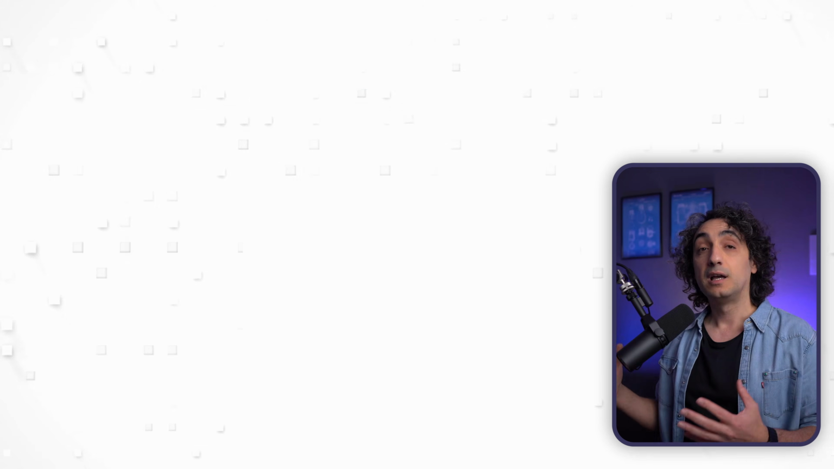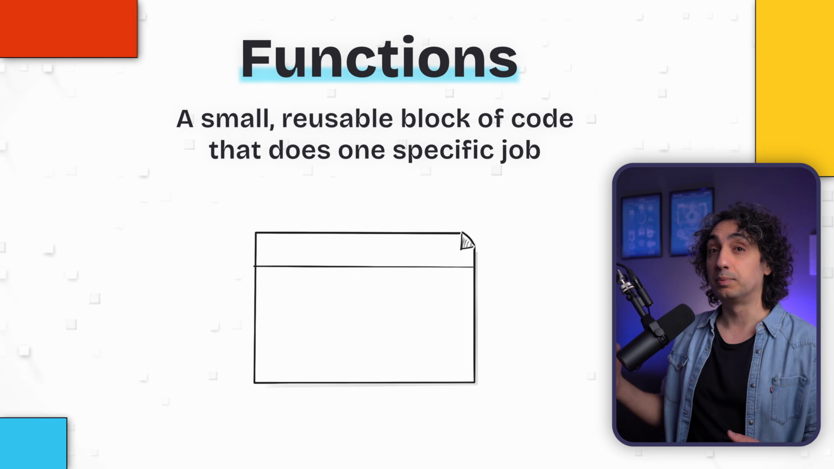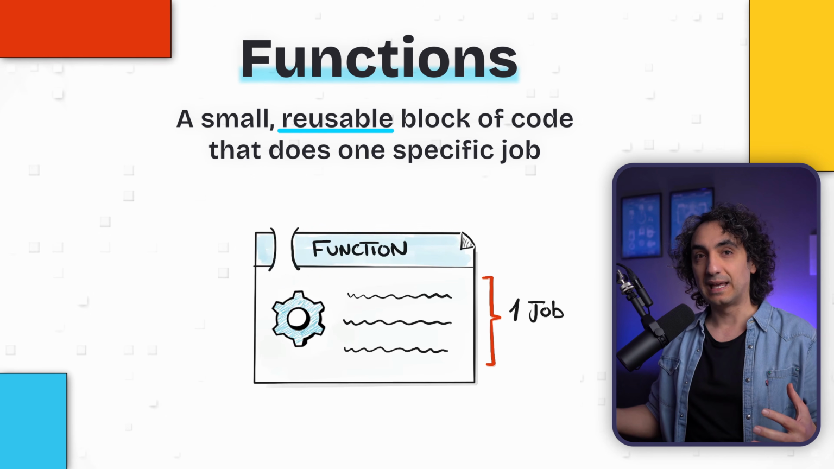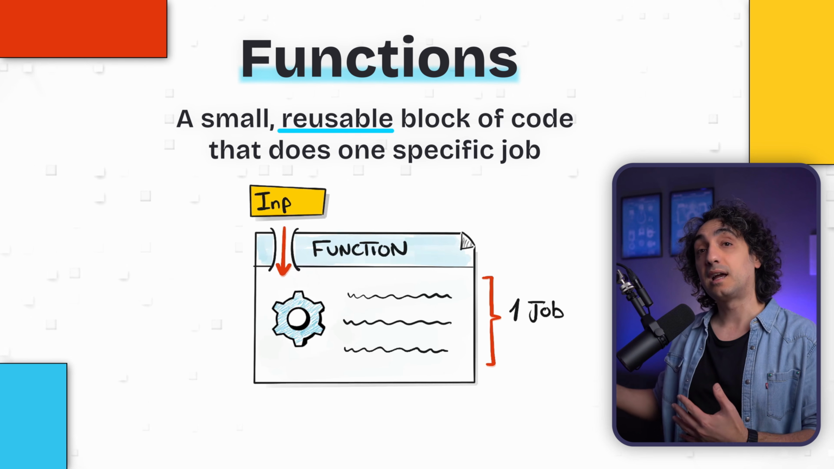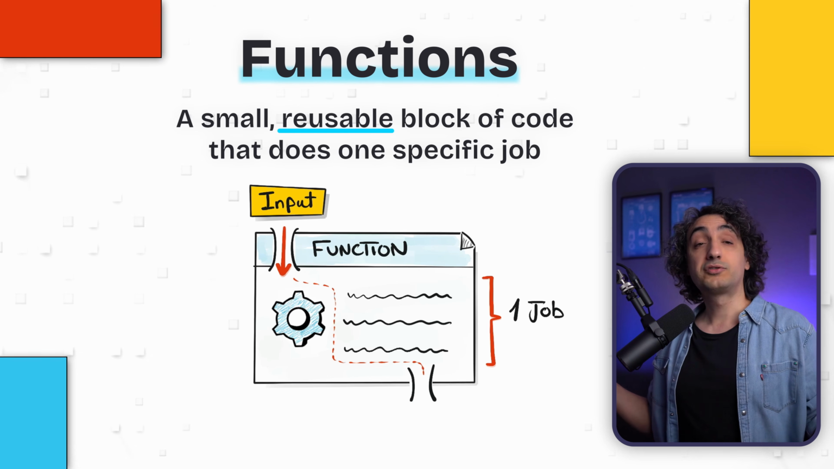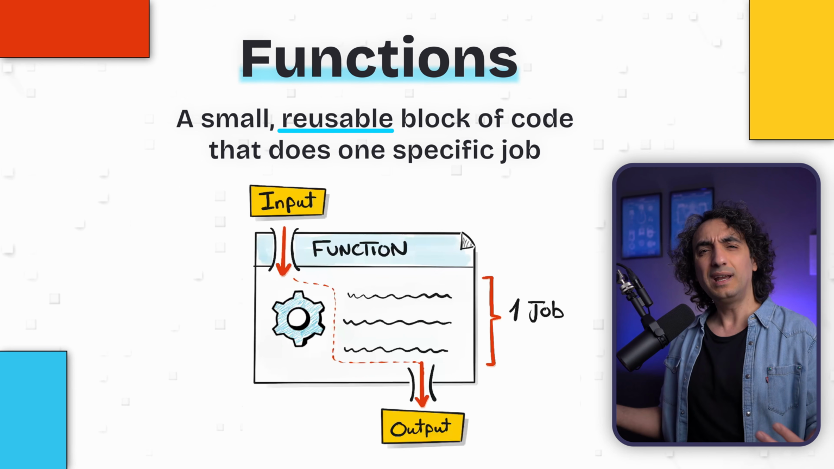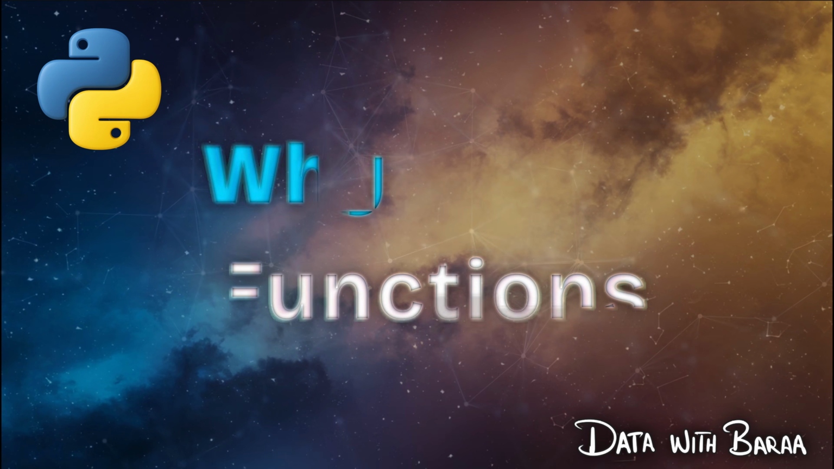What is a function? A function is a small reusable block of code that does one specific job. It's like a machine that can take an input and it can return something back. So actually that's it. It's very simple, but we have to understand exactly what this means and why we even have functions.